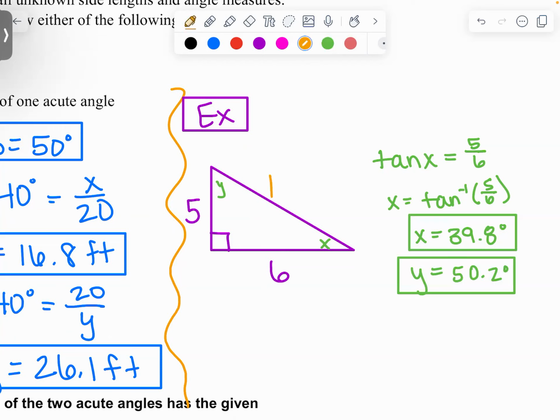Okay, now I need to find the hypotenuse. We can use trig, or like Clark suggested, we also have the Pythagorean theorem. The Pythagorean theorem, we wouldn't have to use any of our rounded answers, so that's going to give us the most accurate. Okay. What is 25 plus 36? Square root of 61, which we can approximate.